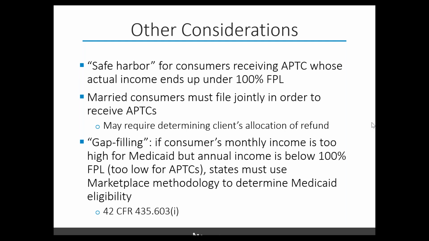However, they might have very low income during the winter, and their overall annual income might therefore be below 100% of the federal poverty level, which makes them ineligible for APTCs. So this leaves them caught in a situation where they're ineligible for both programs and they can't get affordable coverage. In this case, federal regulations require Medicaid to use the marketplace methodology to determine eligibility. So in other words, Medicaid must consider the annual income rather than the point-in-time income as it usually does.